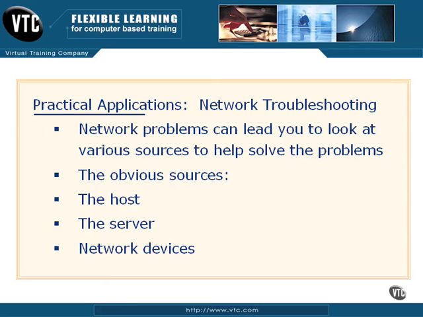One of the primary uses is network troubleshooting. Now you might ask yourself, how would I use that for network troubleshooting? And because I'm a really good networking technician, I know exactly where to look when the network goes down. Well, network problems, as we know, can lead you to look at different sources to help solve the problems. The obvious sources we probably already know to look at. When a particular client is having issues connecting to the network, of course we go look at the host. We look at its network card, we look at its TCP/IP stack. One of the first things we try to do is ping the network and ping our default gateway and so forth. So we look at the host, of course, that's obvious.